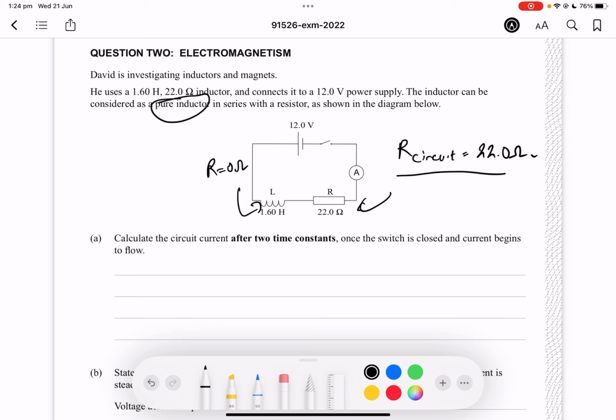So just note down that initially the overall current equals 0 amps due to the opposition from the inductor.